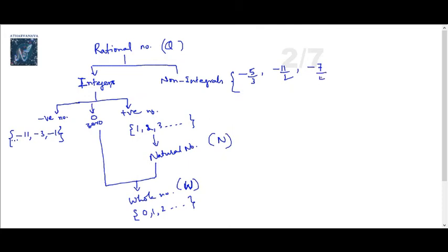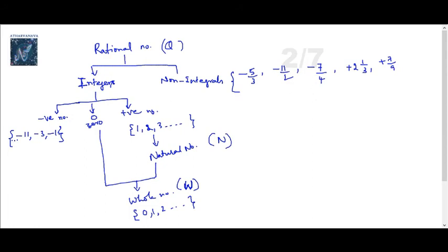Now if I make it like this, it becomes non-integral. Something like this also comes under the category of mixed fraction, say plus 2 1 by 3. Plus 7 by 9, numbers like these all come under the category of non-integrals rather than integrals. Imagine all these numbers are non-integrals.